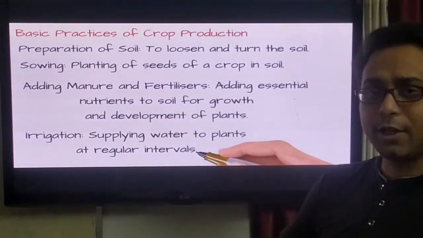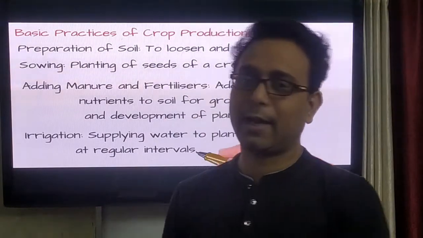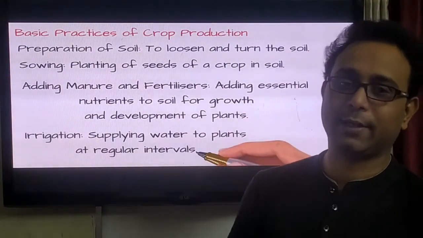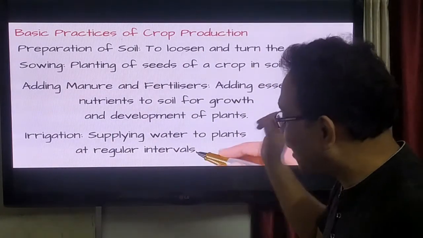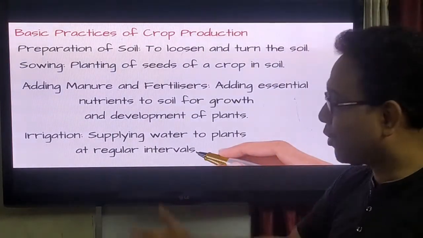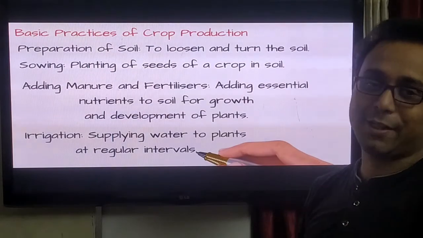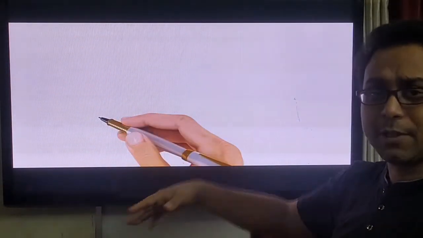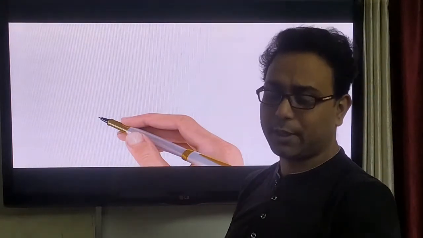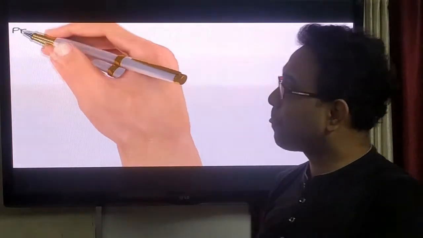That is very important. If you put water and forget it for one week, at that time the plants will be dry. So the water must be supplied frequently and at regular intervals. So these are the basic sub-steps, but there are other sub-steps after irrigation.